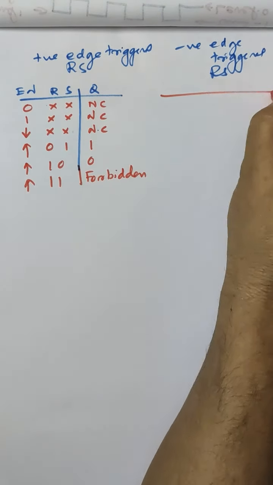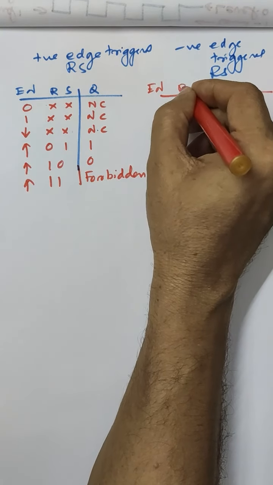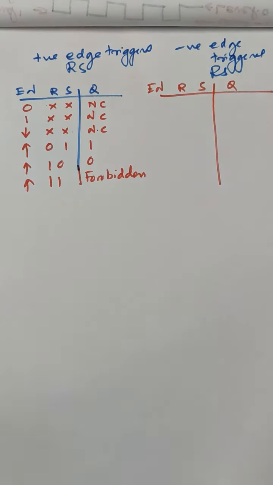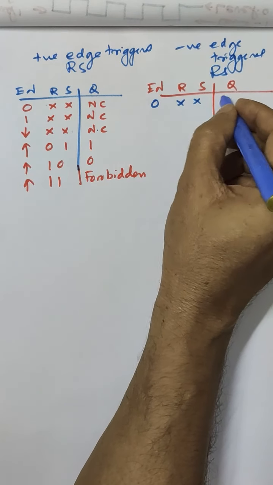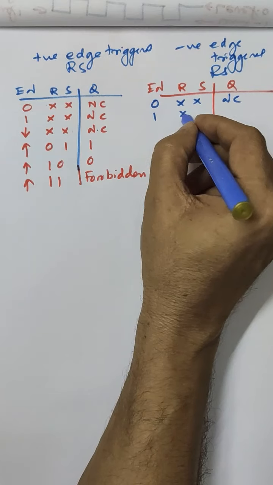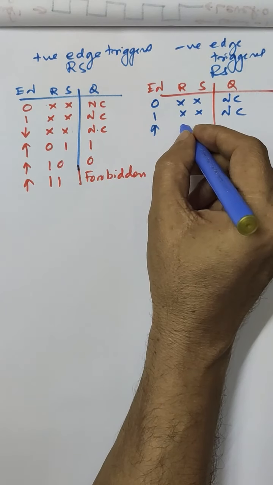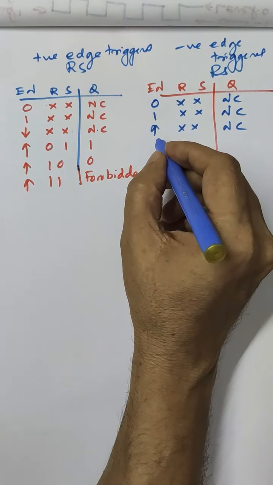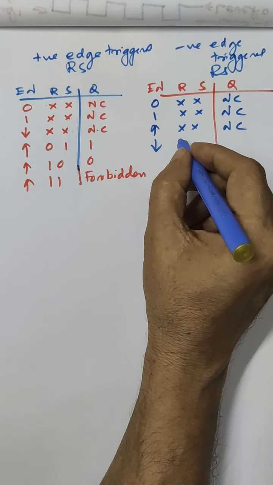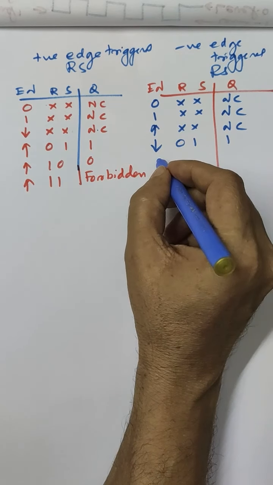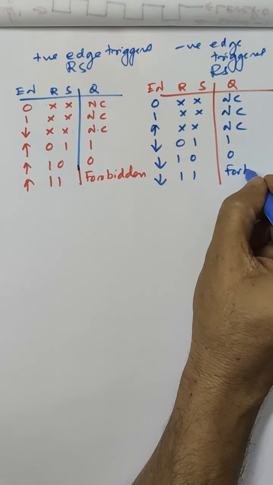Similarly, here everything is reversed. Enable, R and S, Q. You can see that for 0, there is no change. For 1, also no change, because it is edge triggered. For an up arrow, no change. Change happens only when the clock makes a transition from 1 to 0, the negative edge. 0 1 is 1, 1 0 is 0, and 1 1 is forbidden.